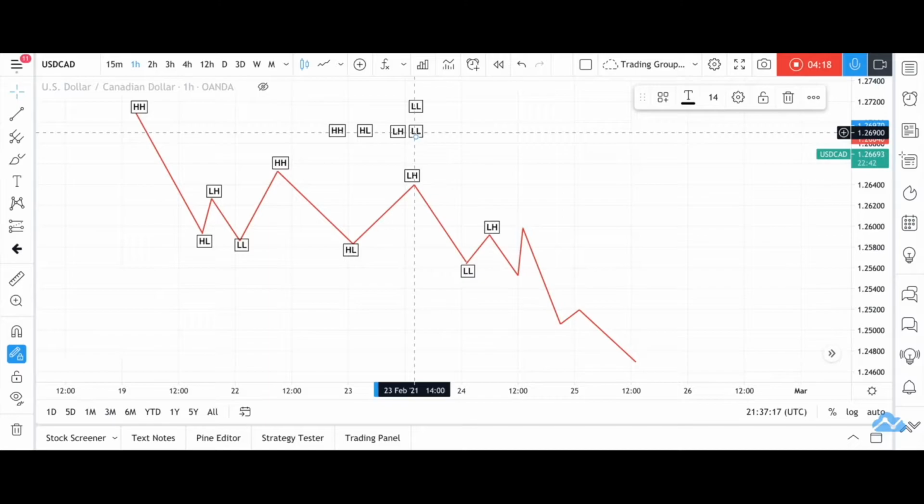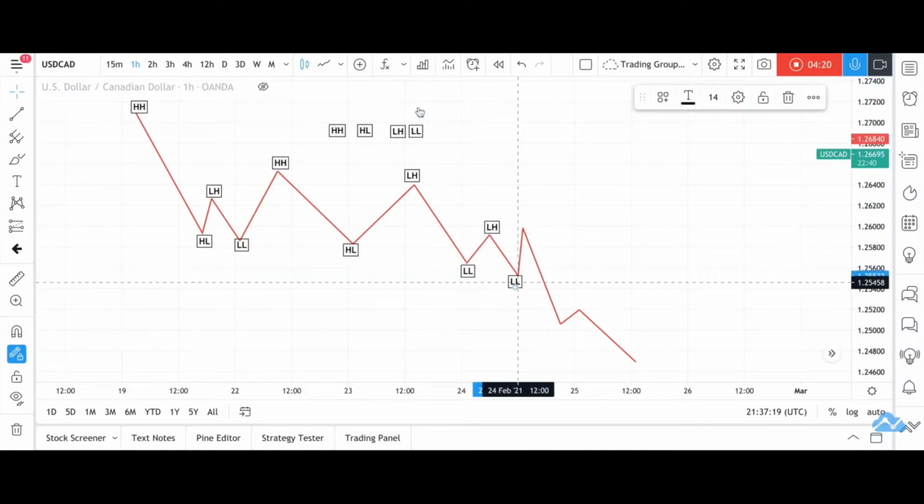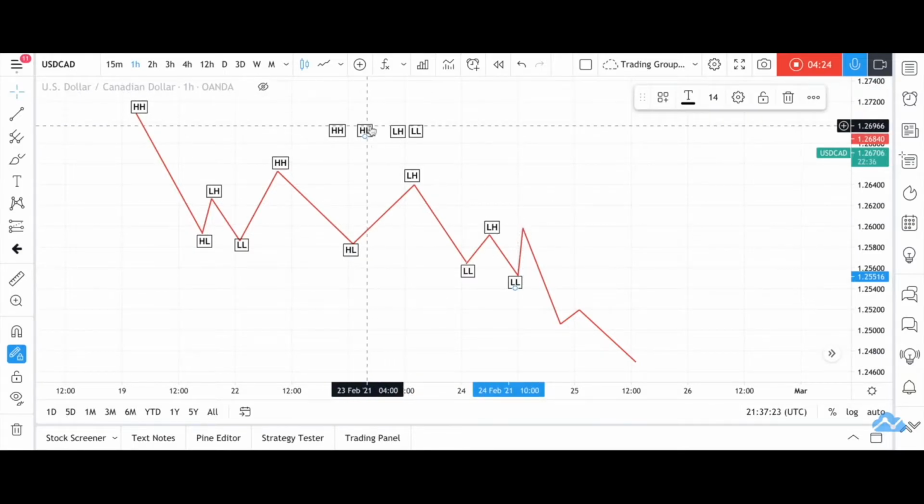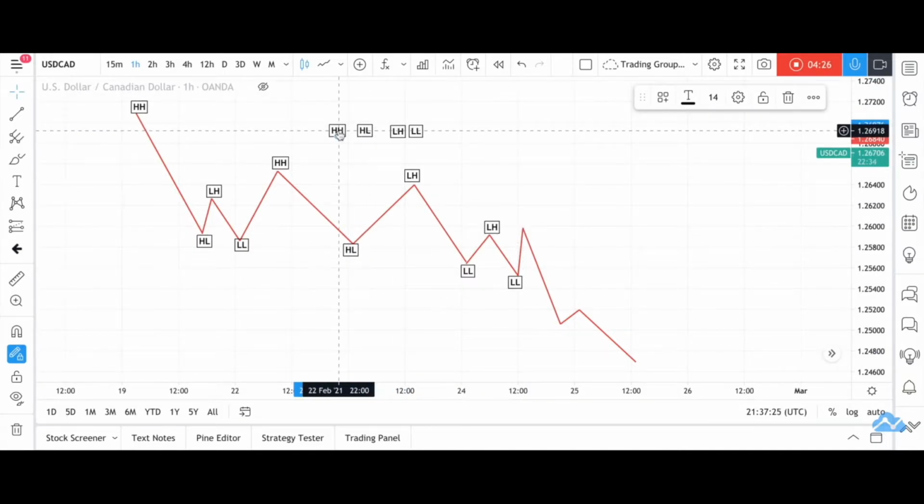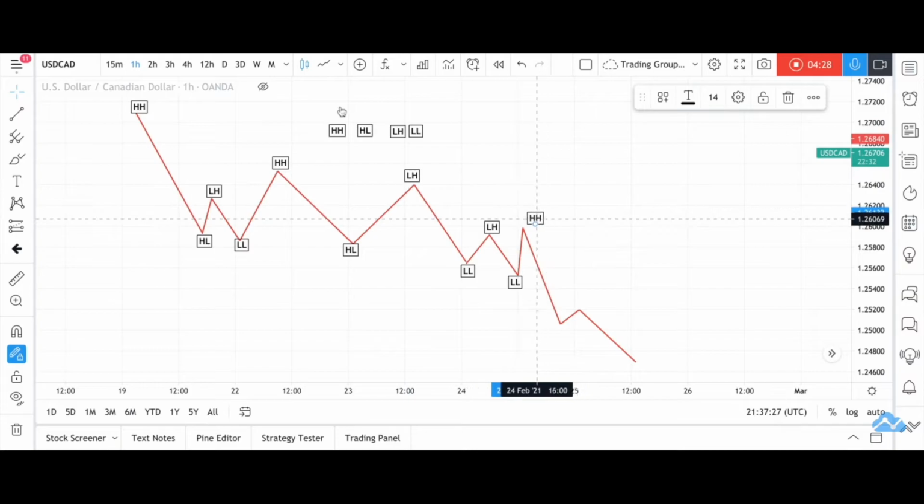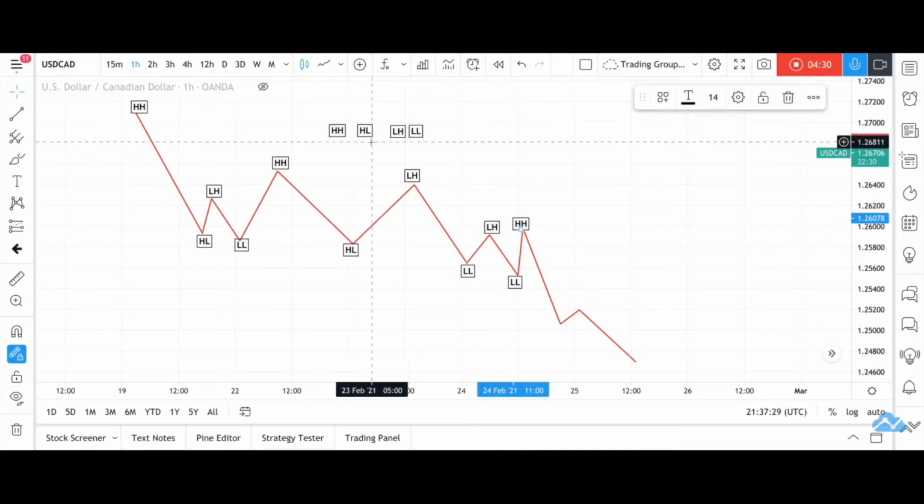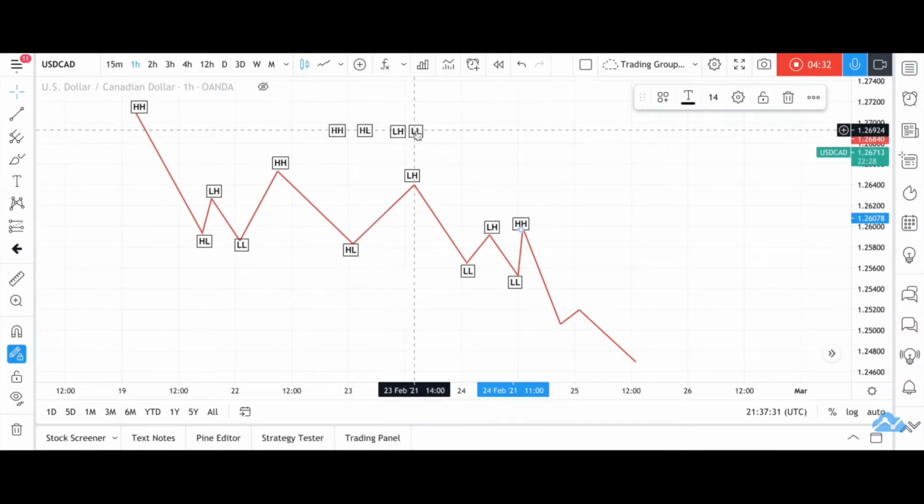Got another lower low. This here looks like there's a slight higher high. And then we got lower lows.